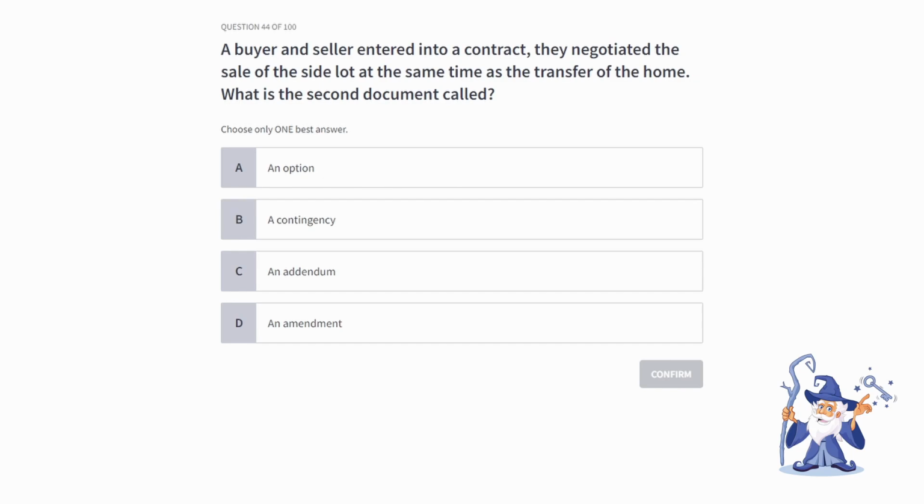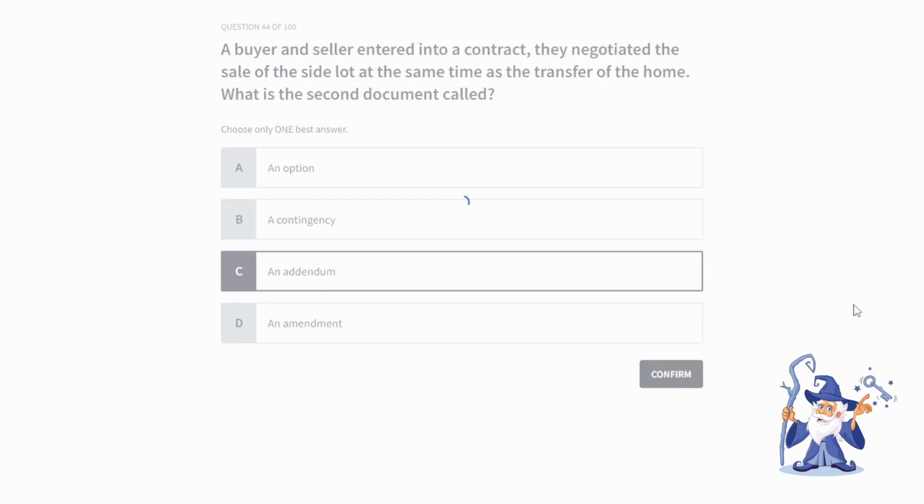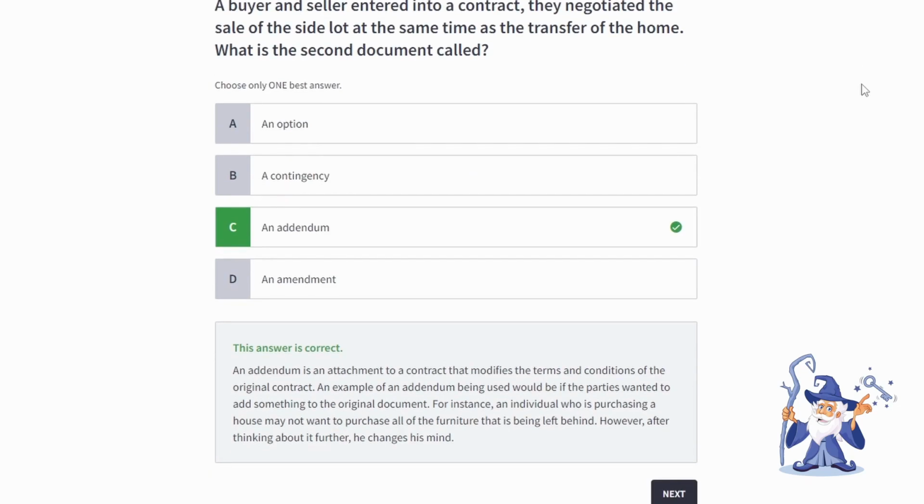Alrighty, so if you were paying attention earlier, you should have got this one. Again, one of those things that if you forget the first one and then miss the second one, it snowballs and you're missing all these points. So remember, when it comes to contract basics, you need to be familiar with a lot of these terms. Contingency, addendum, amendment. What do they all mean? Hopefully you know. For this one, we're talking about C, an addendum, because again, they negotiated the sale of the side lot at the same time as the transfer of the home.